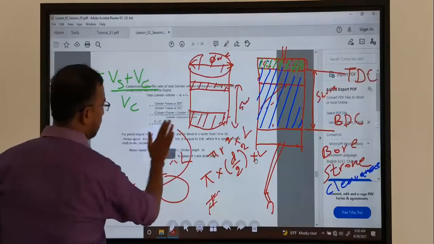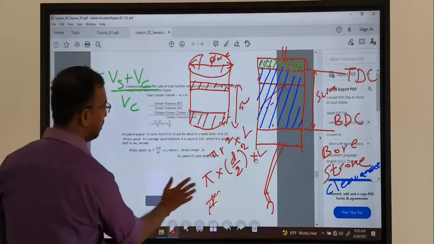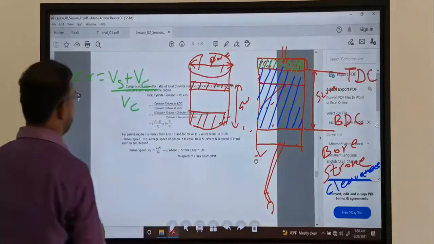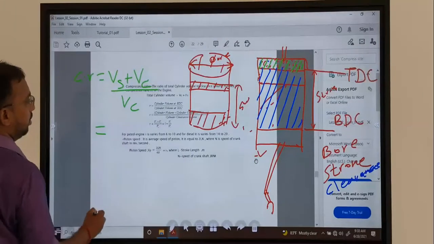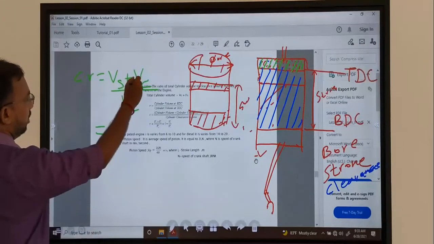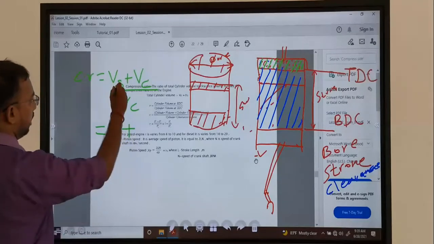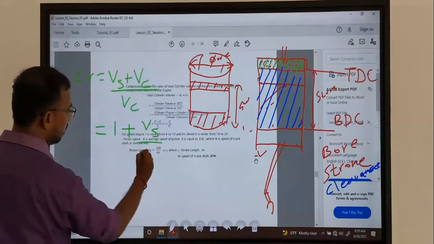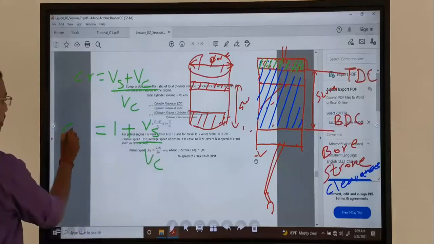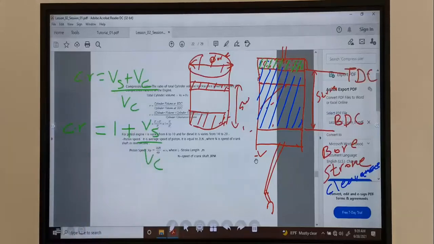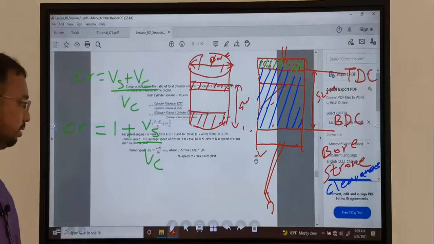So here you can see how we write it. We divide by Vc, so Vc by Vc gives 1, and Vs by Vc remains. So this is the equation for compression ratio: (Vs + Vc) / Vc = 1 + Vs/Vc, as shown here.